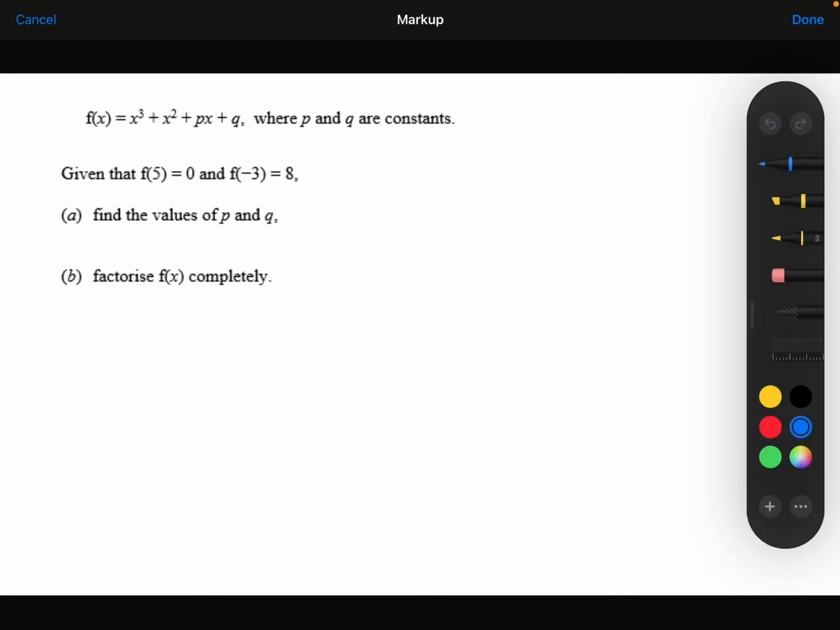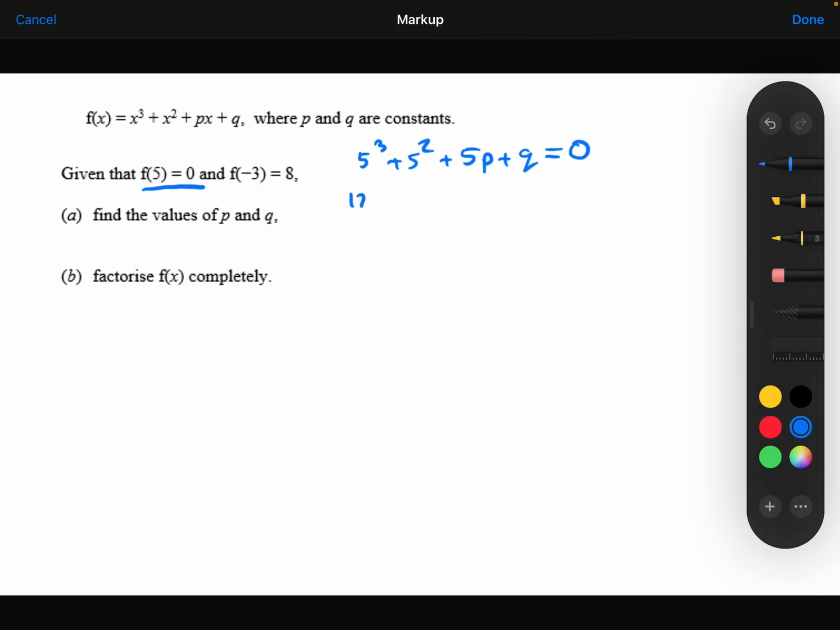f of x is equal to x cubed plus x squared plus px plus q, where p and q are constants. Given that f of 5 is 0 and f of minus 3 is 8, find the values of p and q. So this is saying if I substitute 5 into my function, so 5 cubed plus 5 squared plus p times 5 plus the q, that's going to equal 0.